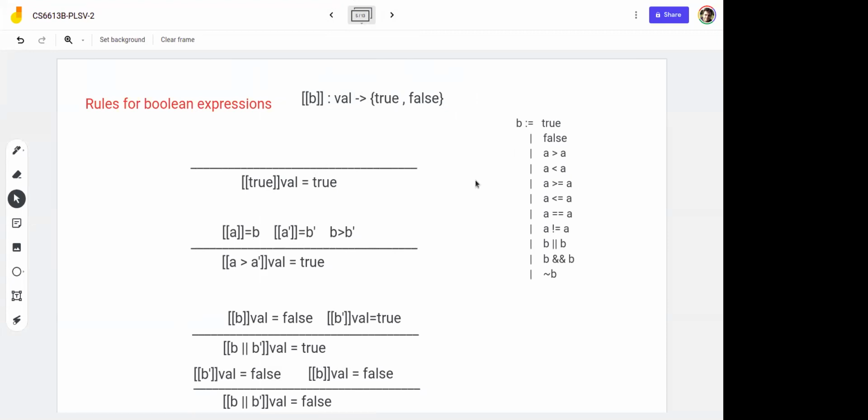Sorry, I have a question. To define the semantics of this expression, do we need to add another rule to define it? Because here we have two rules, and when the expression B is evaluated to true, then the disjunction should be evaluated to true, but it is lacking in this slide.